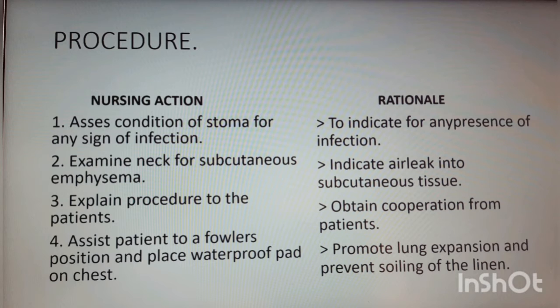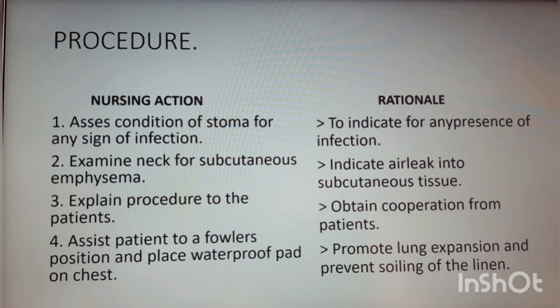Next, we have to examine the neck for subcutaneous emphysema, evidenced by crepitus around the ostomy site. If crepitus is present, it indicates air leak into subcutaneous tissue.